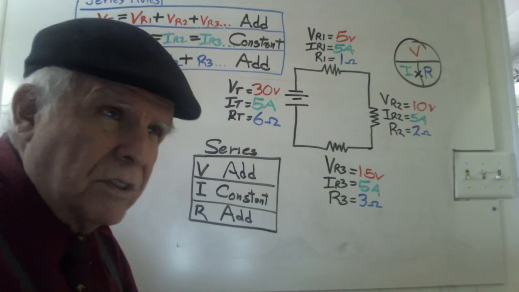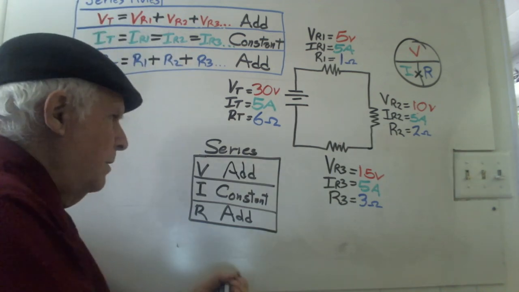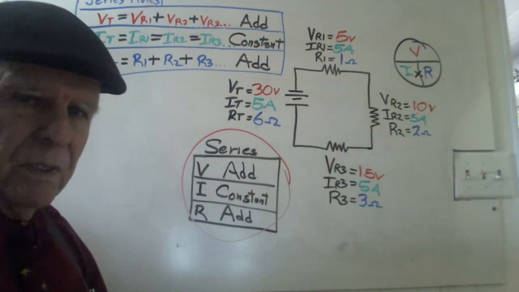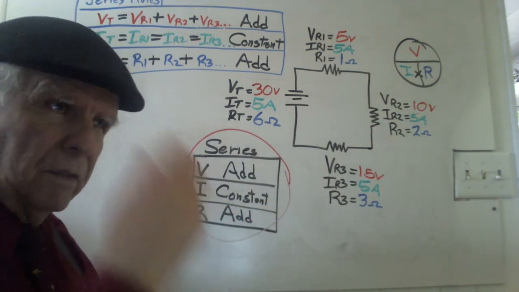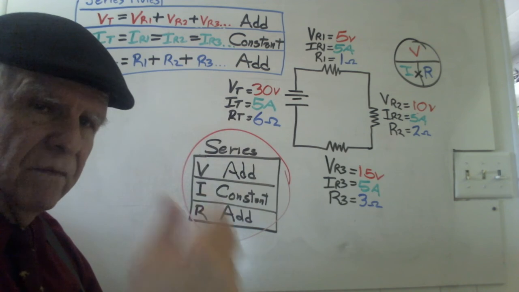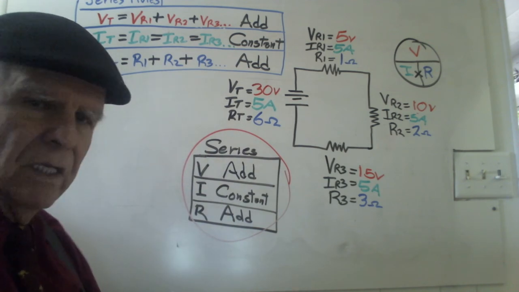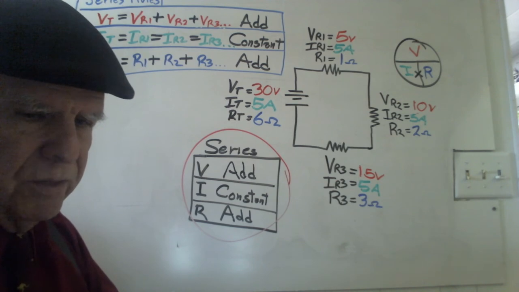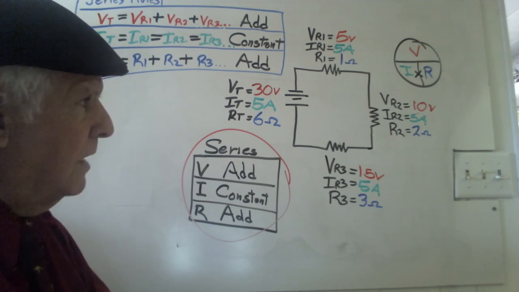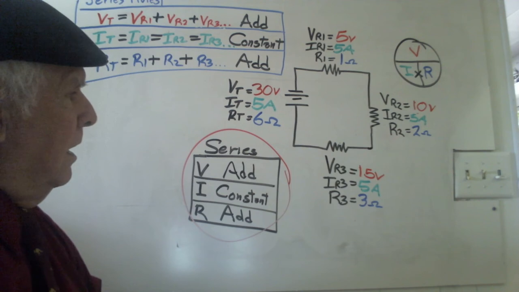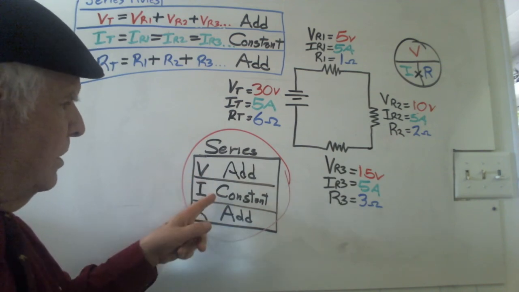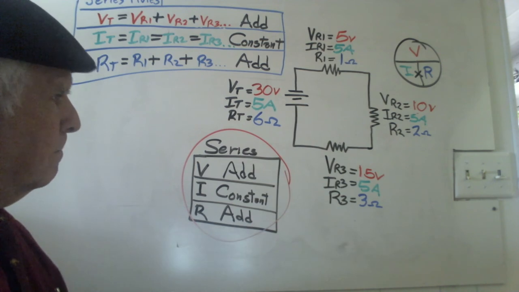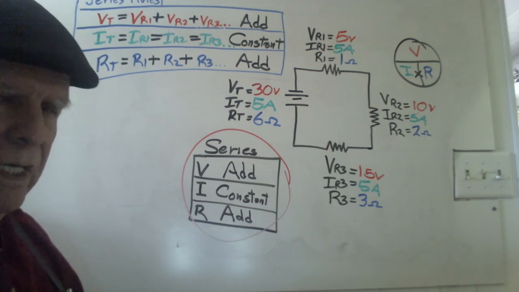But for study, this one right here works a whole lot better. VIR, add, constant, add. VIR, add, constant, add. And that's pretty much what you want to say in this situation, that you just add these together. For voltage, current is constant, and resistance, just add them together. And it better come out that way.